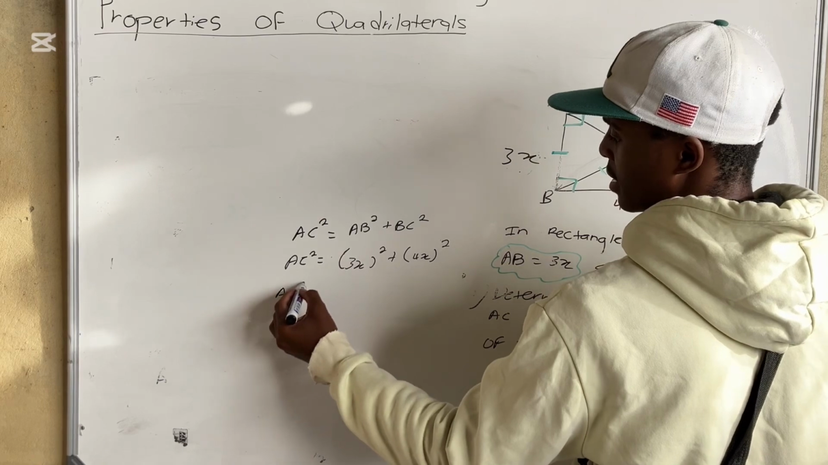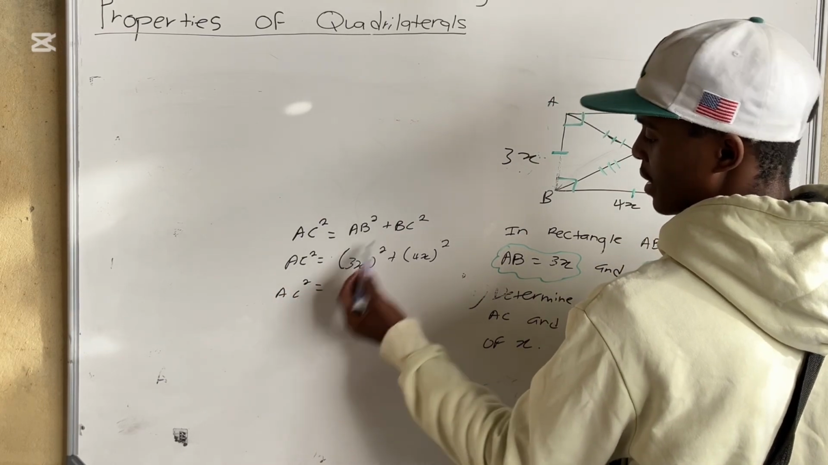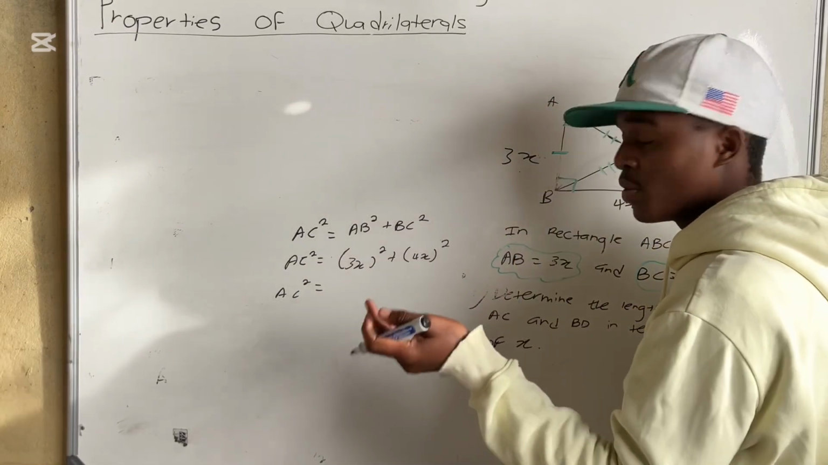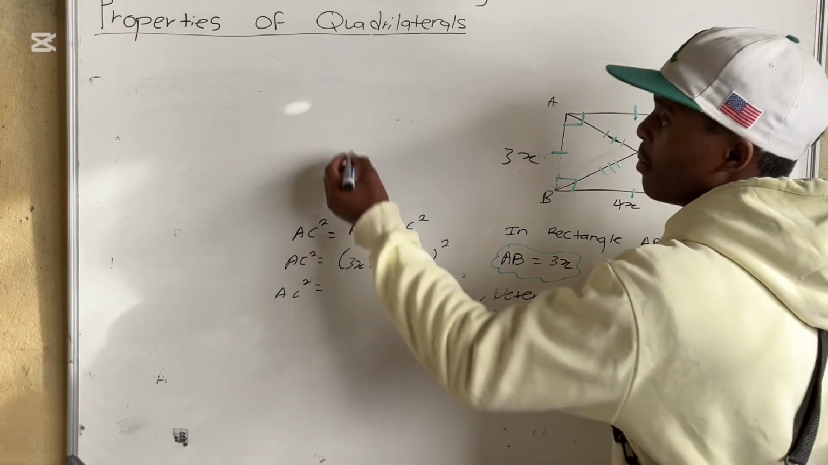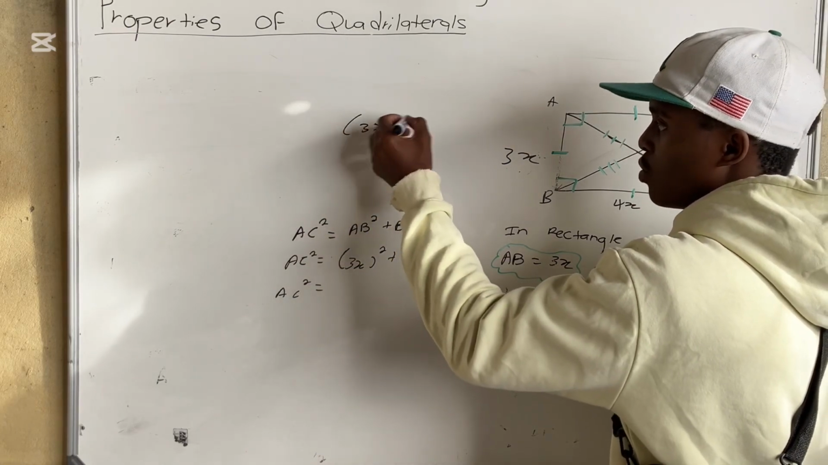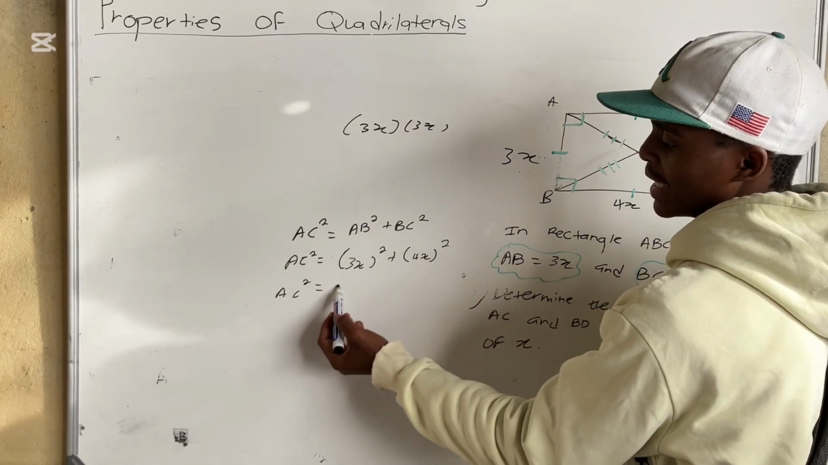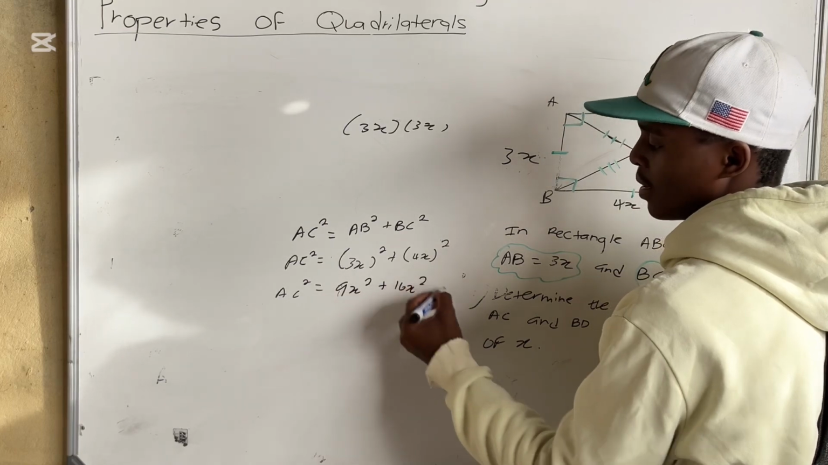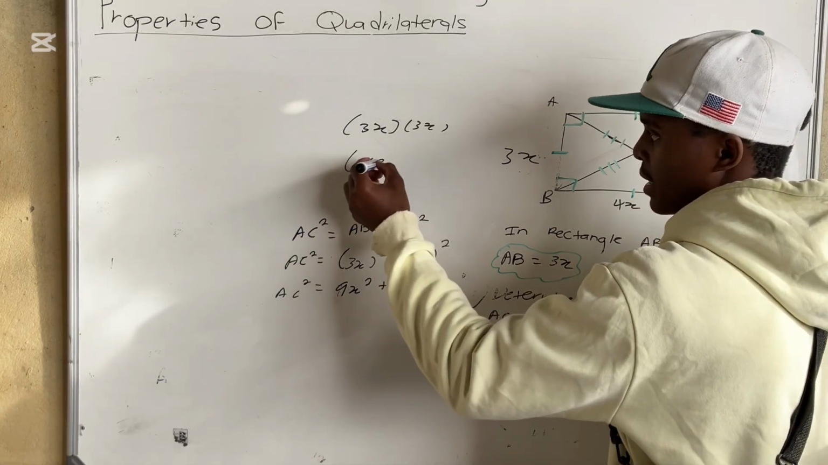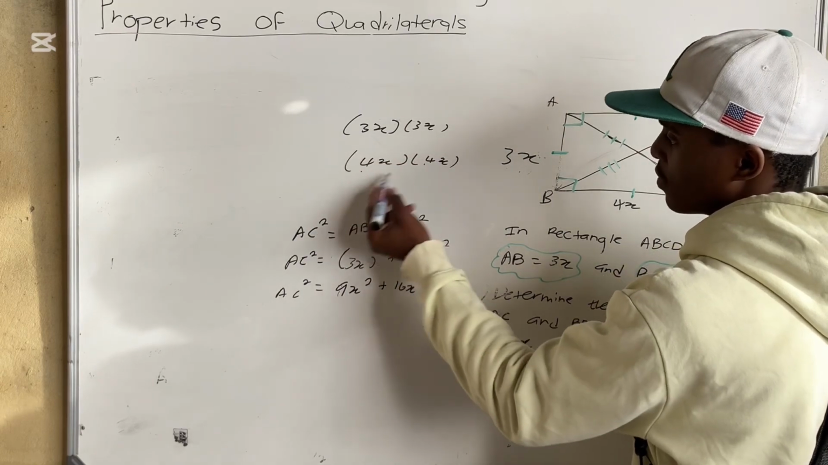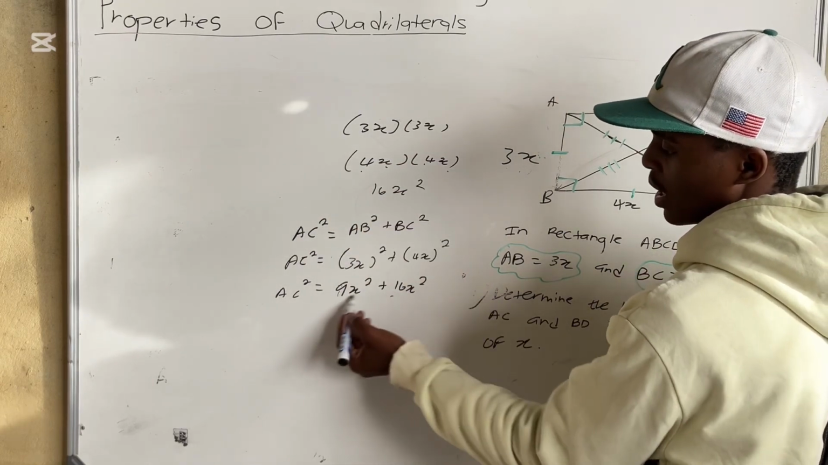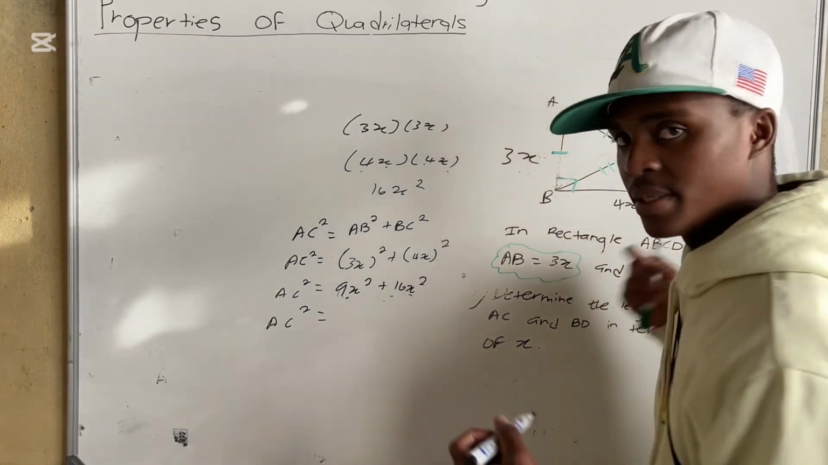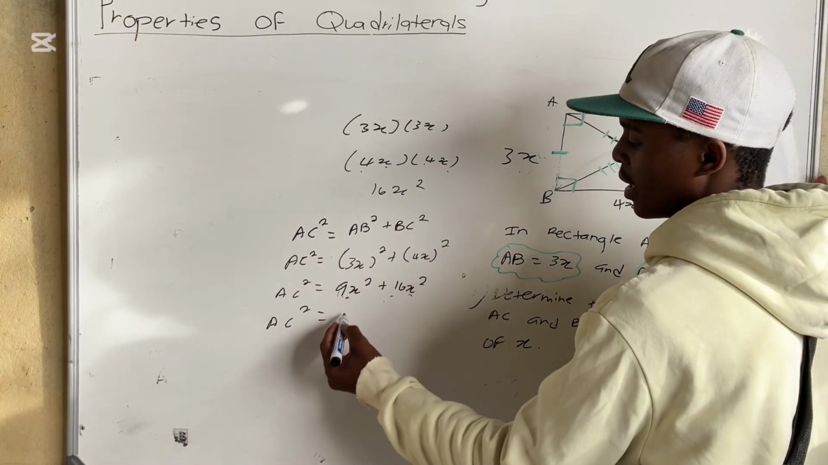Then we say AC squared equals what is this? People make mistakes here, so open two brackets if you don't know how to do it. Since I know how to do it in my head, I'm going to write the answer straight away. But if you don't know, use two brackets so you can see, because someone is going to write 3x squared, which is not correct. It's 9x squared plus 16x squared. 4 times 4 is 16. x times x is x squared. That is how I got them. Then AC squared equals 9 plus 16, which is 25.